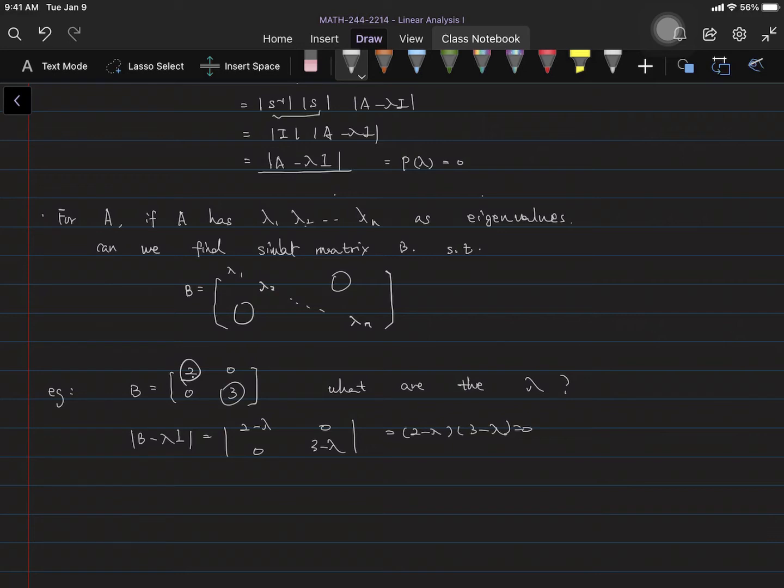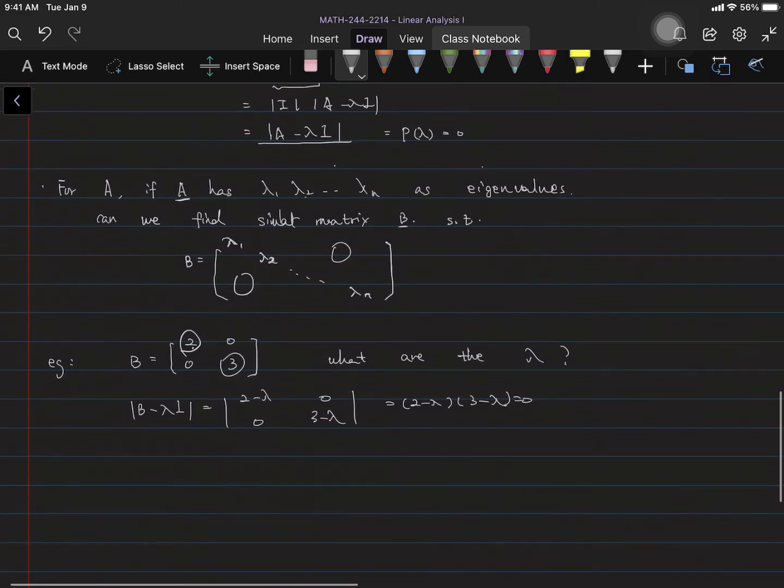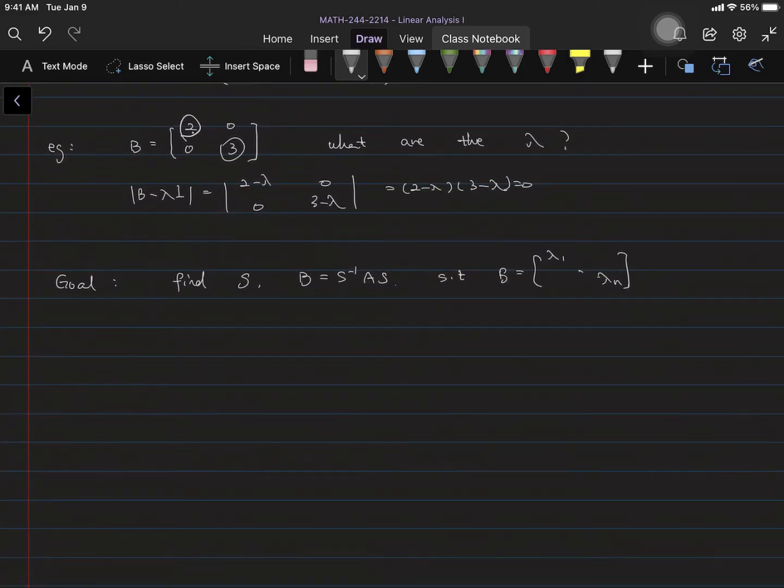And because A and B are similar, they have the same eigenvalues. So the easiest matrix with the same eigenvalues is of this form, and those lambdas are the eigenvalues for A. So our goal is to find such an S and B equals S inverse AS, such that B has the same eigenvalues as A. Let's take a look at theorem 2.